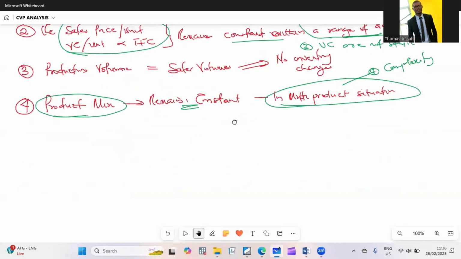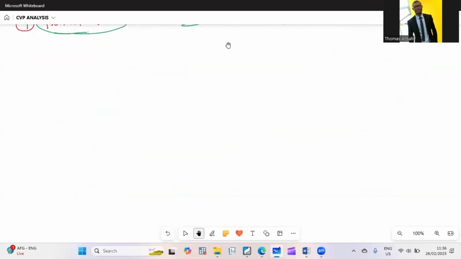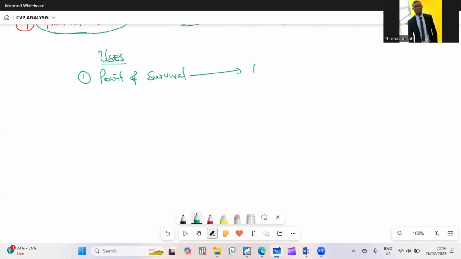Then you have what we call the limitations. But of course, regardless of its limitations, it has some uses. And the first use that we are going to start learning about is that we will use the CVP analysis to determine the point of survival of a business. And that is what we mean by the break-even point. Again, we will use it to determine the risk level of a sales plan.